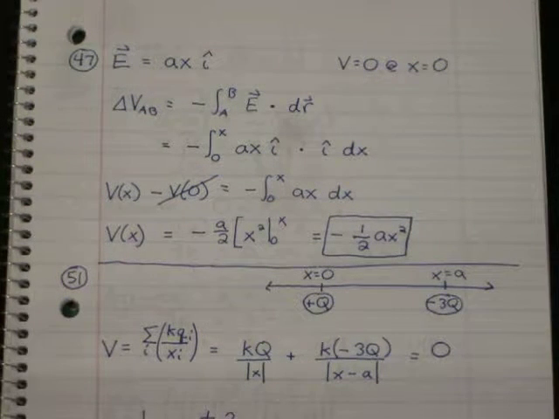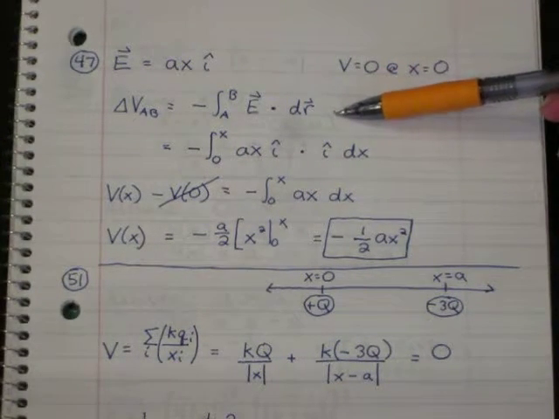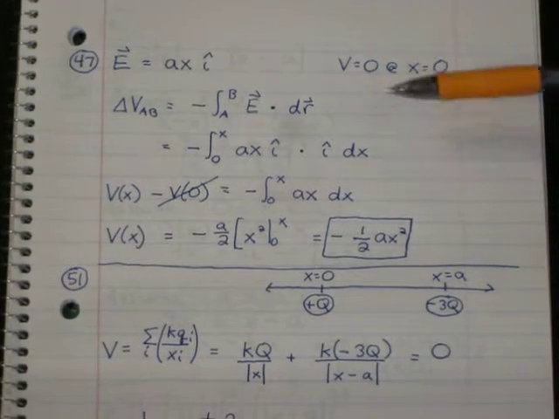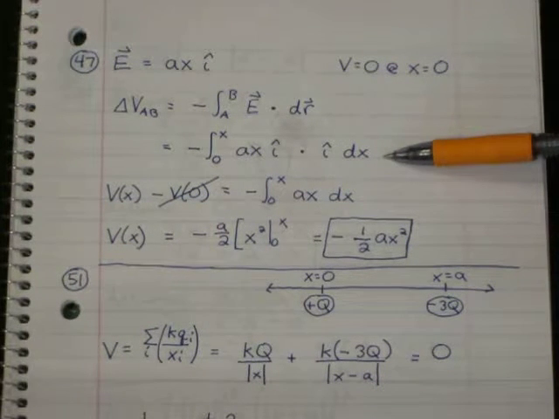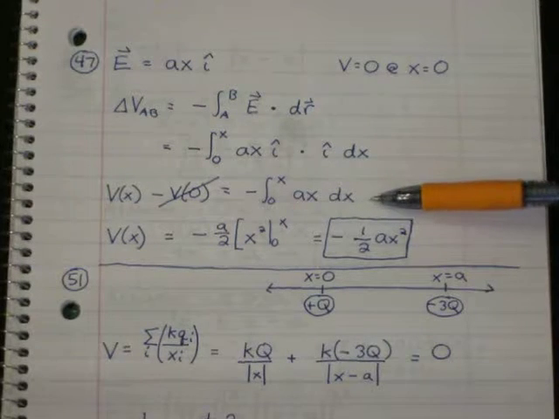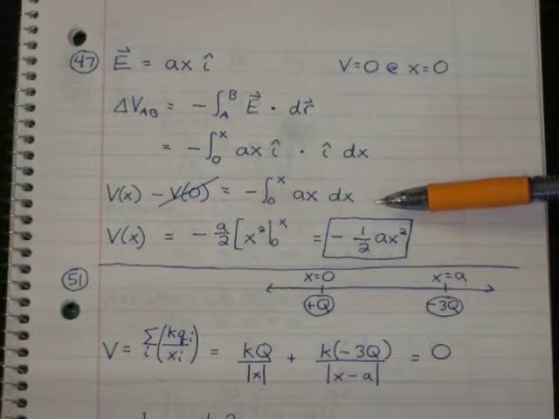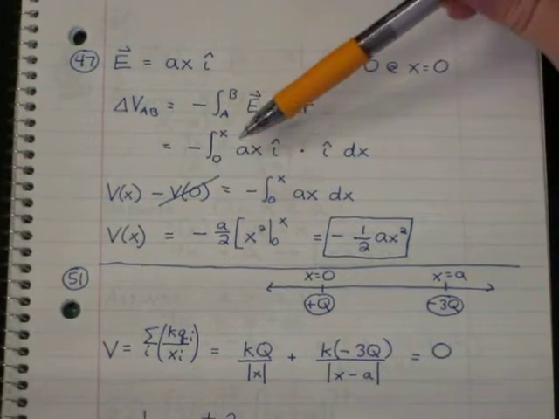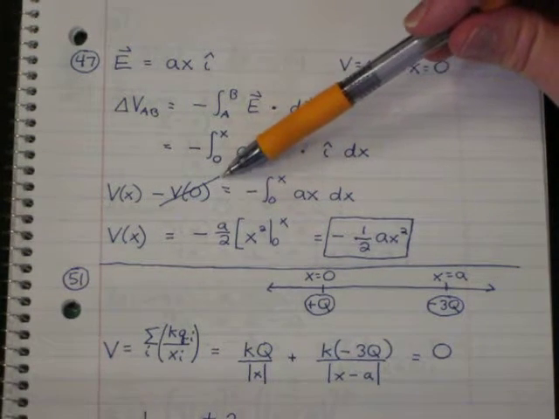The potential difference between 2 points from A to B is the negative of the integral from A to B of the dot product of E vector and dr. We're going to plug in E, the E vector, which is A x i hat dotted with i hat dx. So expanding the left-hand side of the equation, we want to know the potential at x, so we'll say the potential at x minus the potential at 0. I've already done these limits of integration from 0 to x. The potential at 0 is defined as being 0.